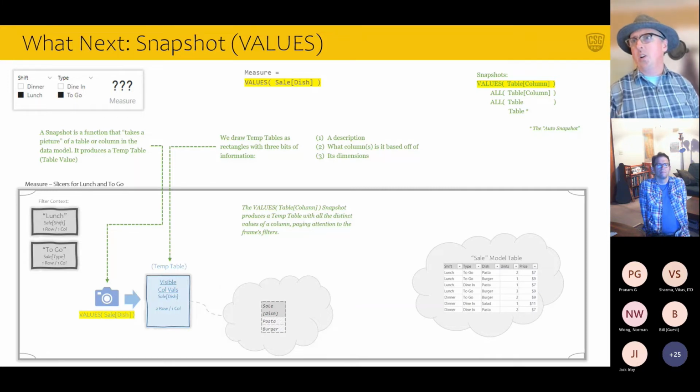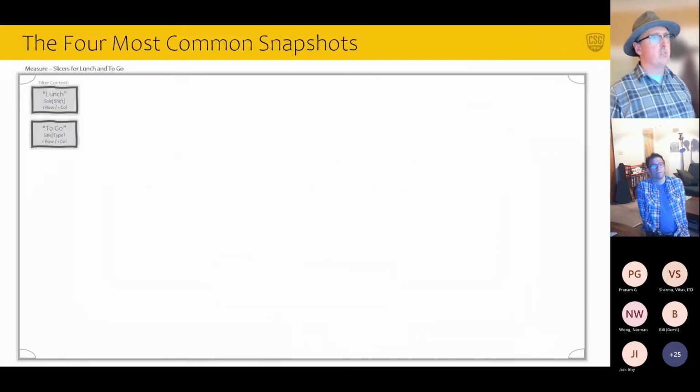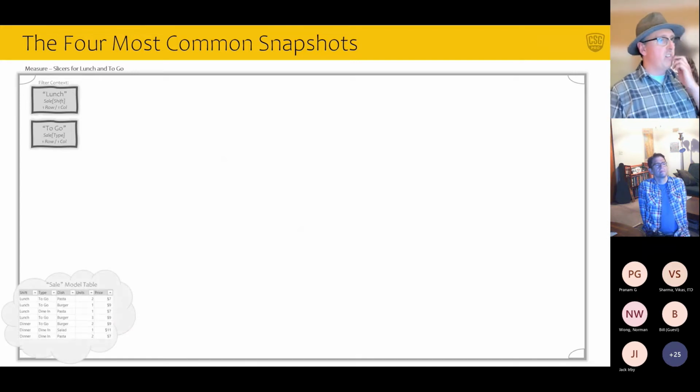Okay, so let's talk about some of the other snapshots that you can take, because I think it'll make more sense what a snapshot is if you can see a couple different examples. Okay, there's 4 common snapshots that we're going to care about. We've already looked at one of them, so we're 25% of the way done. But we'll look at it again, just because repetition is helpful with this stuff, right?